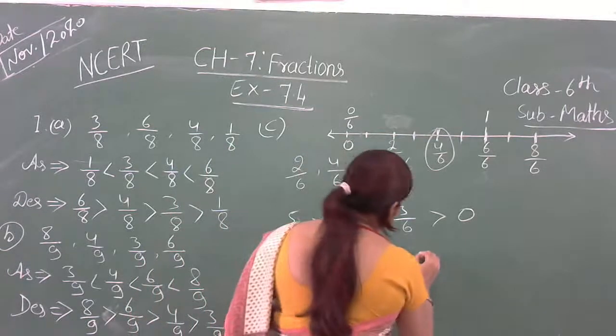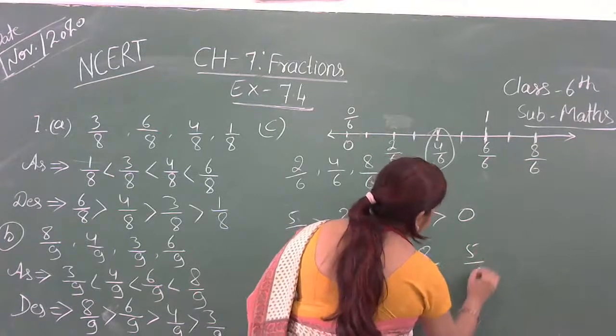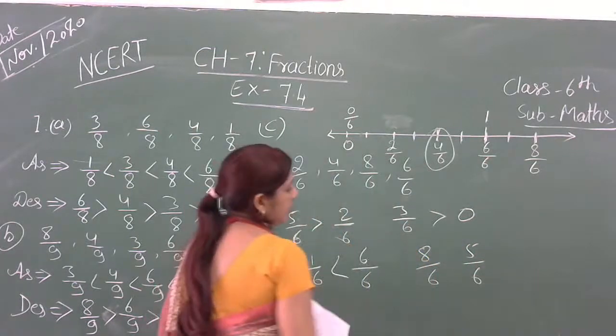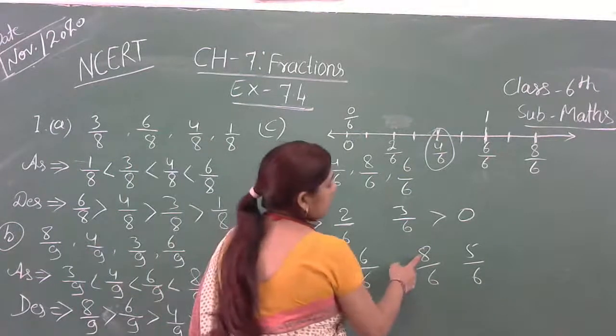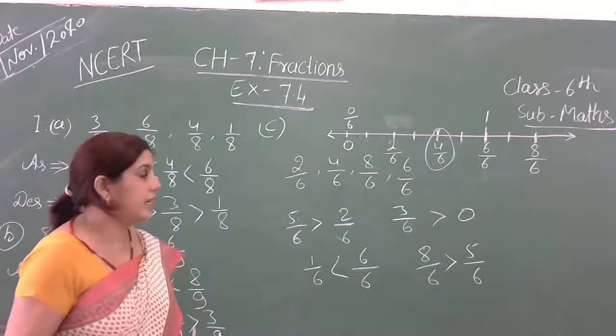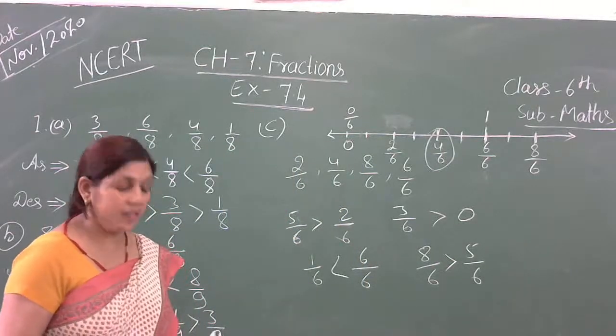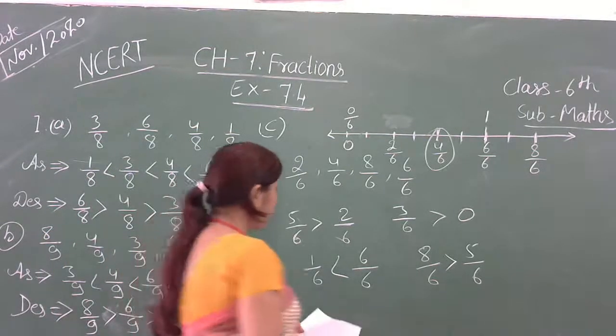Now 8 upon 6 and 5 upon 6, isn't it? So this one is greater because आपका ये numerator बड़ा है. तो जिसका numerator बड़ा होगा, that fraction is greater. Okay. Now question number 2.